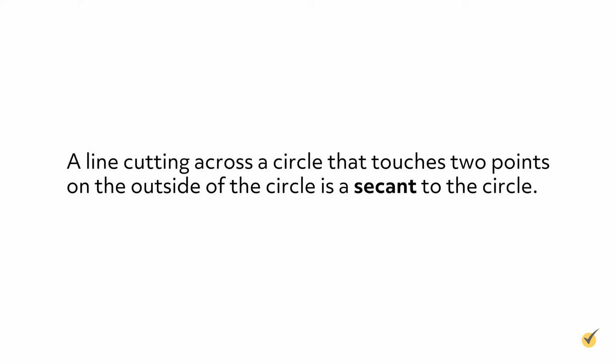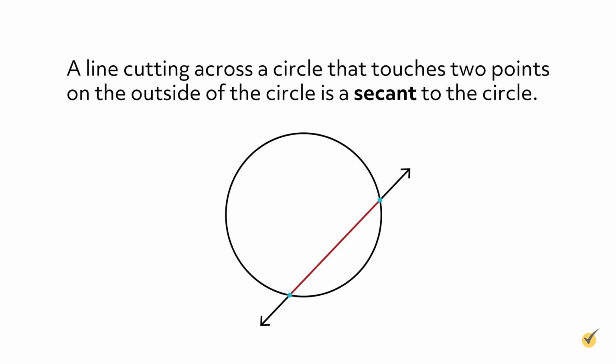A line cutting across a circle that touches 2 points on the outside of the circle is a secant to the circle. Here's an example of that. We can see that the line intersects the outside of the circle at 2 points and creates a line segment between those points, which is highlighted in red. That line segment is called a chord.